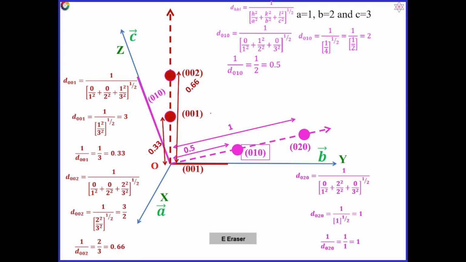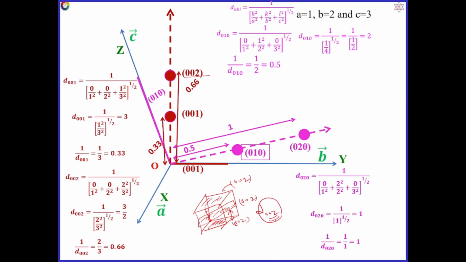Now we are going to consider the 0, 0, 2 planes. Where will 0, 0, 2 planes be? If this is the set of planes belonging to 0, 0, 1, then at the middle, this will be called 0, 0, 2. If I shift the origin, then this will also be called 0, 0, 2. So this distance will be called d002. Now we are going to calculate this d002 by considering this example.